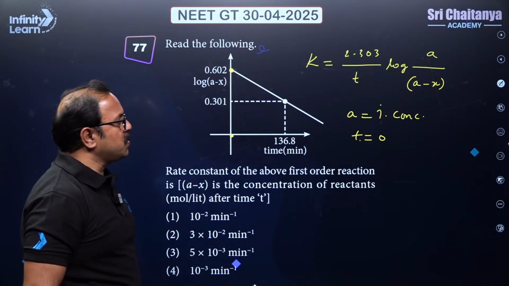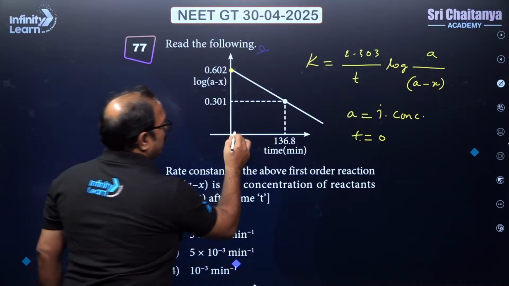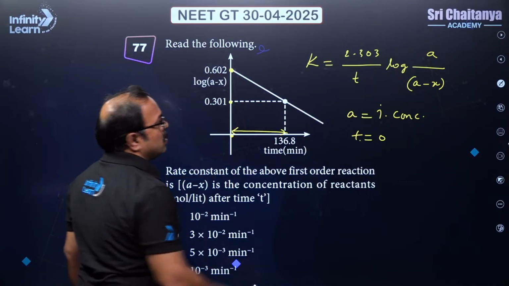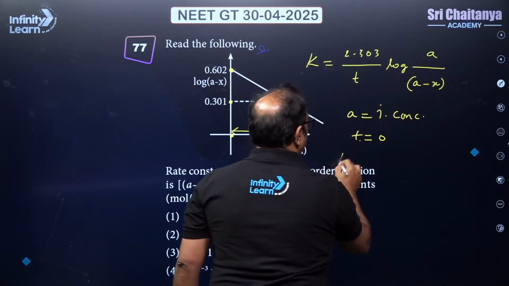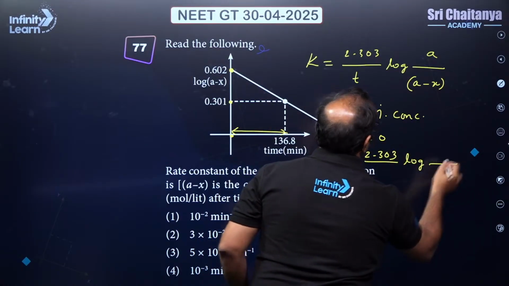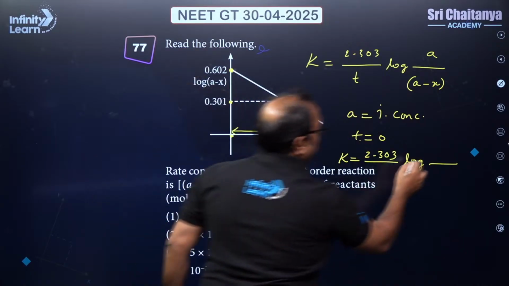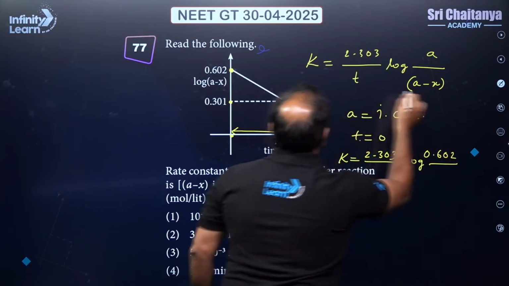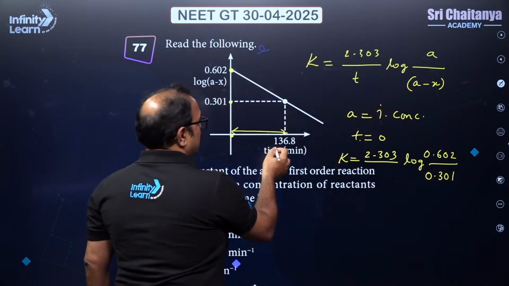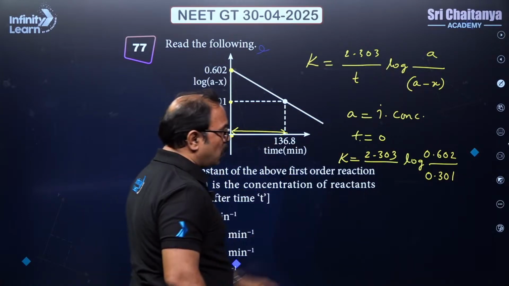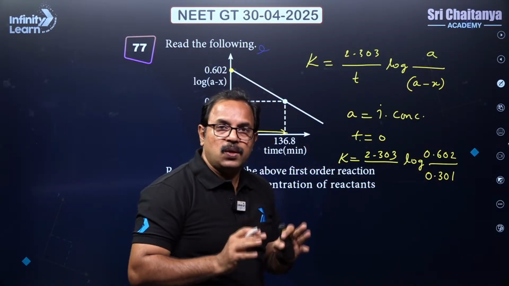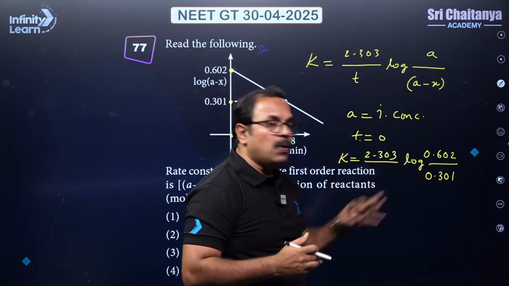0.602 is the initial concentration. And after a time period, how much is it? 136. What is the concentration? a minus x. So you substitute a here, so k is equal to 2.303 by t, log, what is the a value when time is equal to 0? This is 0.602. What is a minus x? This is 0.301. What is the time period here? 136.8. Now if you observe this value, a minus x is exactly half of a. 0.602, if you make half the concentration, 0.301.